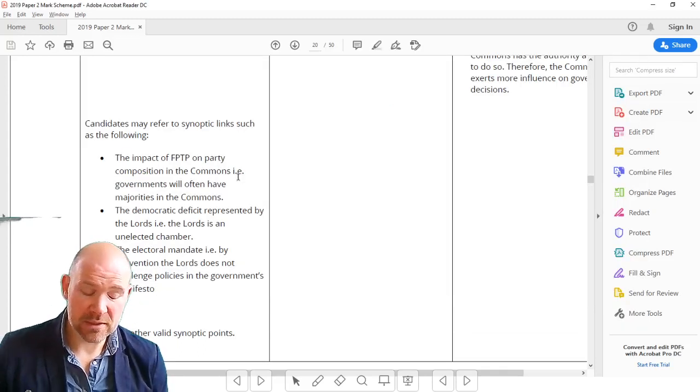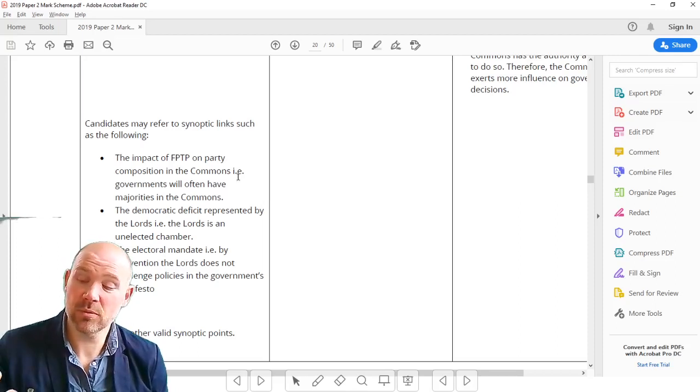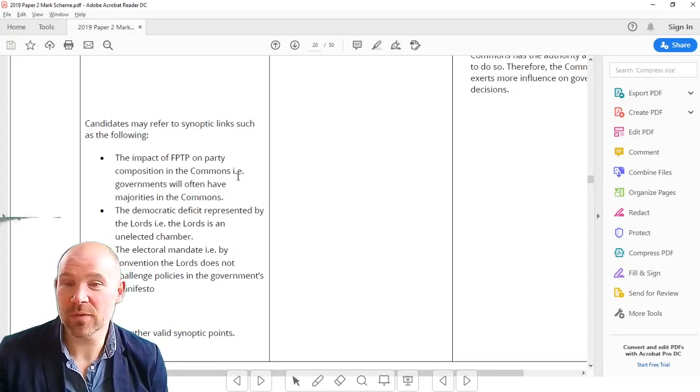So what this means is that somewhere in this essay, you either need to refer to electoral systems, pressure groups, democracy, what else is in paper 1? Voting behavior. There's a few other things in there, I can't remember what they are off the top of my head, which I think is pretty easy to do.